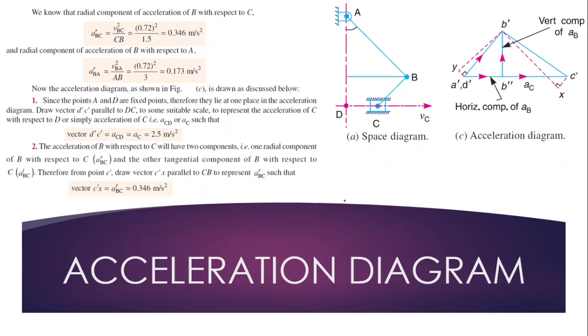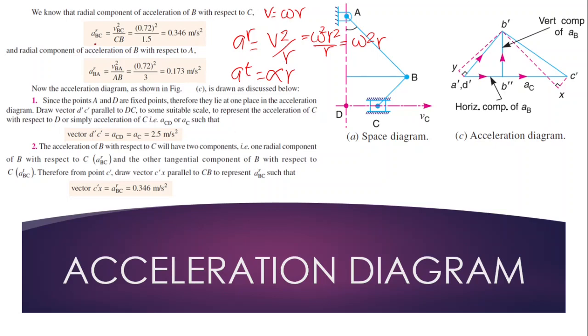Here the radial component of acceleration is always equal to V square by R, and tangential component is equal to alpha into R. Radial component of acceleration is equal to V square by R. V is equal to omega R, so that's equal to omega square R square divided by R, that's equal to omega square R. Then tangential component is equal to alpha into R. This is the general equation for radial component and tangential component.